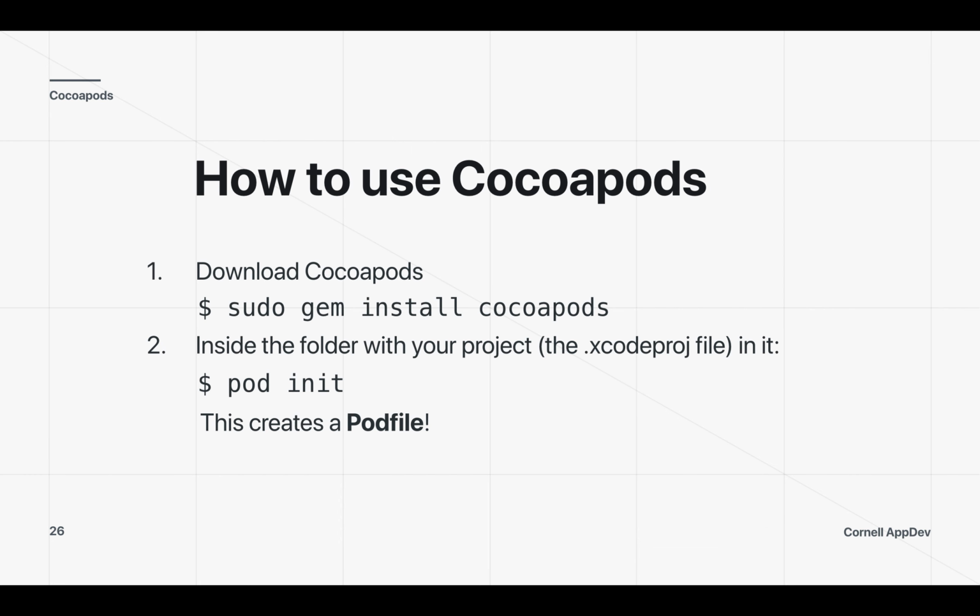So in order to use CocoaPods, you first have to download CocoaPods, which you'll do with sudo gem install cocoapods, and that just downloads CocoaPods onto your computer as a whole. And then to install CocoaPods within your project, inside the folder with your project in it, you'll run the command pod init, and that will create a Podfile. So we're going to go over this very briefly right now in the slides, but then we'll do it again in the demo so it makes more concrete sense.